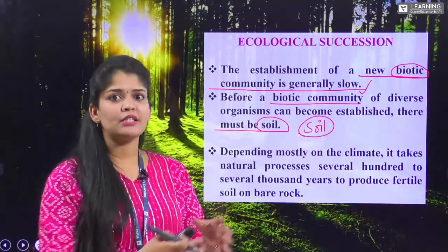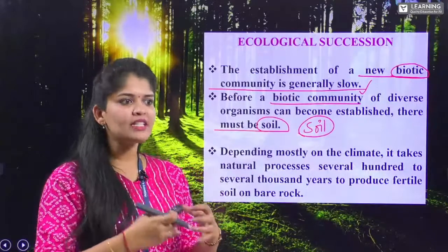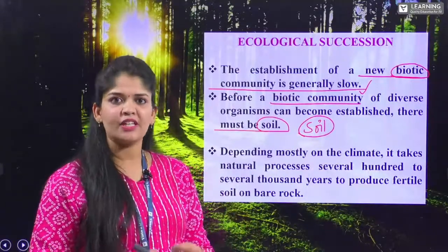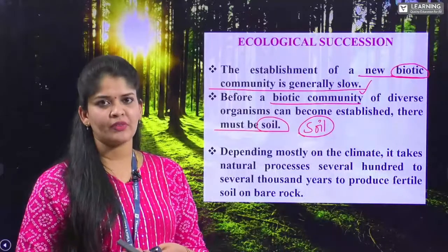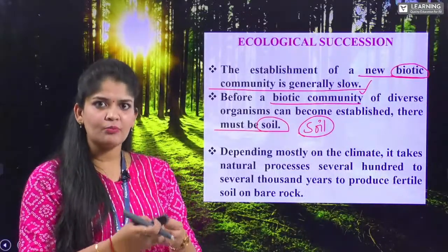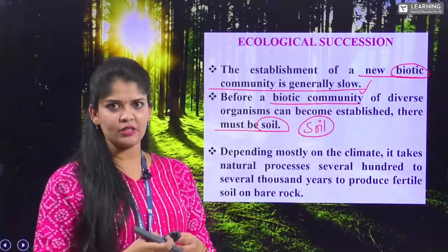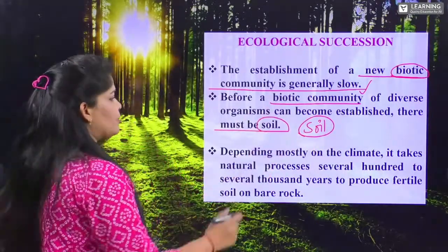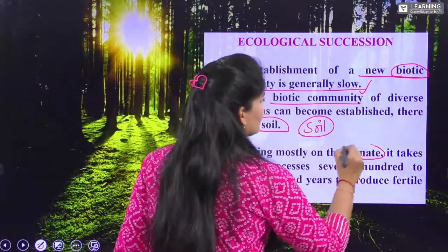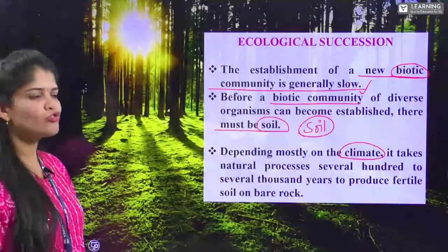As the plants are growing, taking food from these plant producers, definitely consumers will also grow. That means the animal system can also be supported. But before all this happens, we need the presence of soil, and that depends mostly on the climate. It takes natural processes.